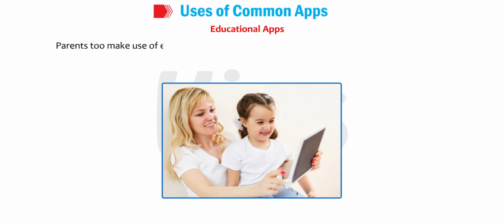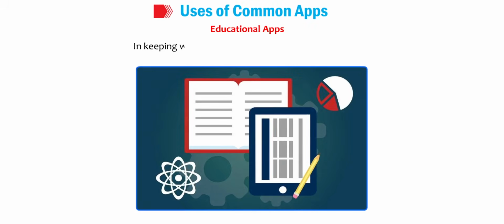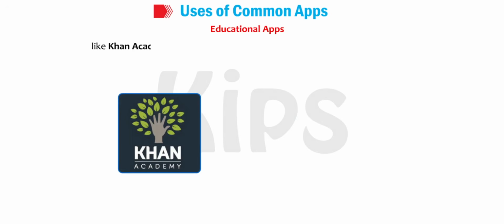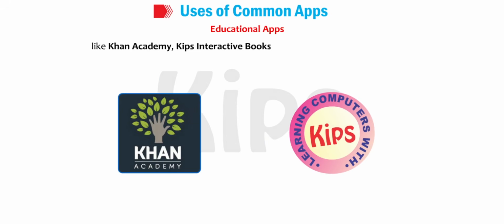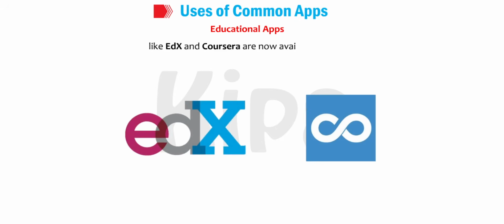Parents too make use of educational apps to interact more closely with the teachers and thus monitor the progress of their children. In keeping with this trend, many online study resources like Khan Academy, KIPS Interactive Books, as well as online study platforms like edX and Coursera are now available via apps.